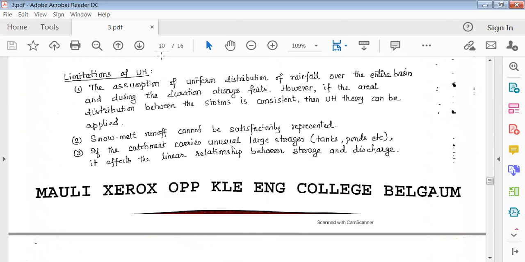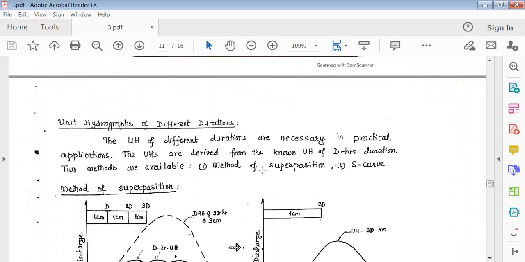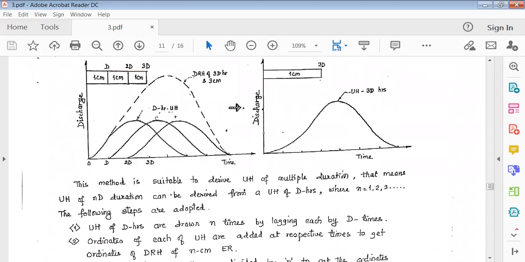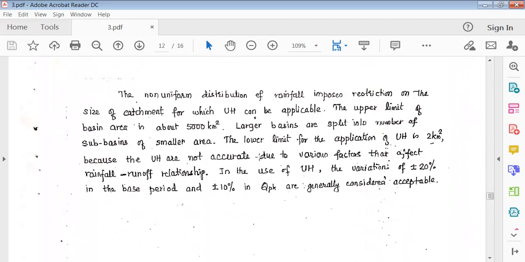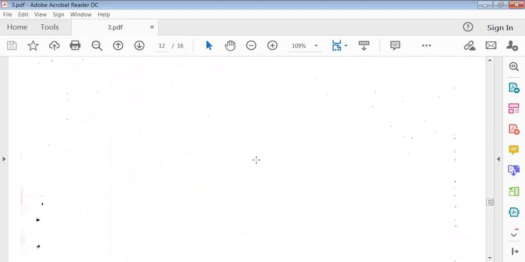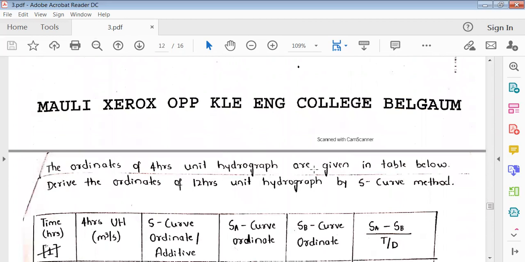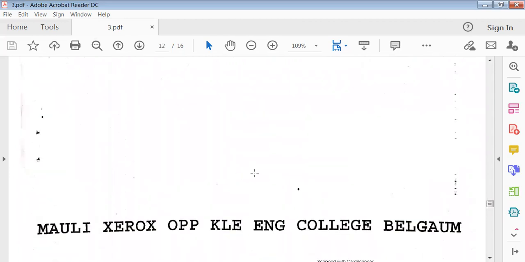Okay, all this is the background. Unit hydrograph, how to derive the unit hydrograph. With this background, the same thing we'll be using to solve the problems here. All right, so in the next concept we'll start with the problems.